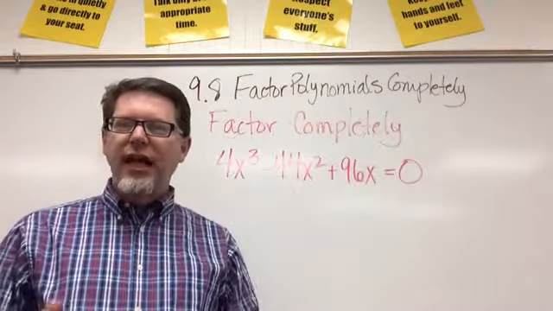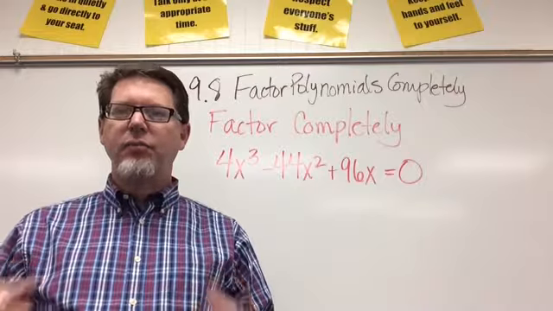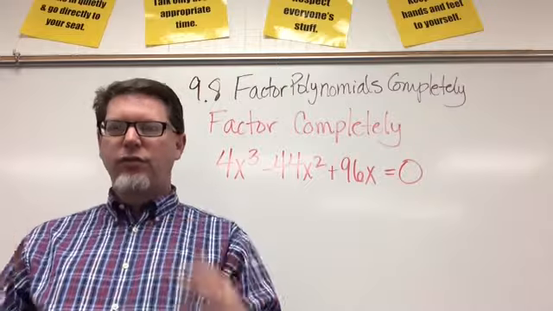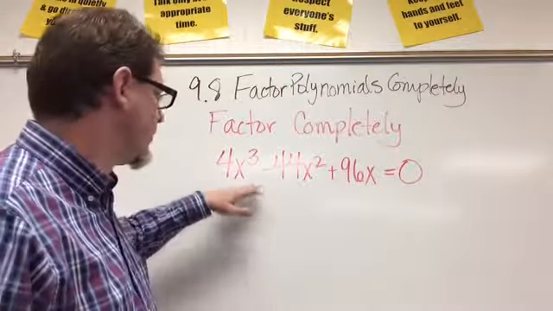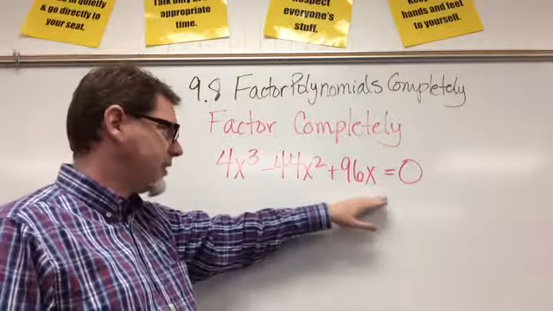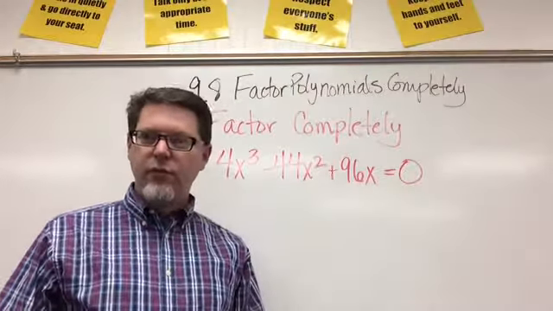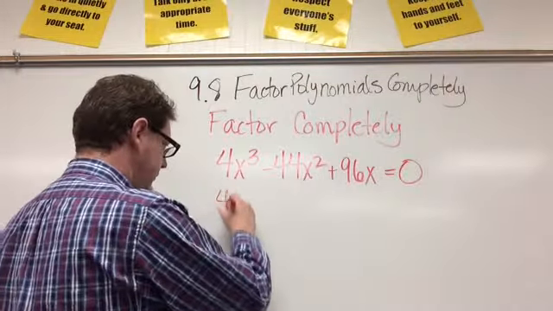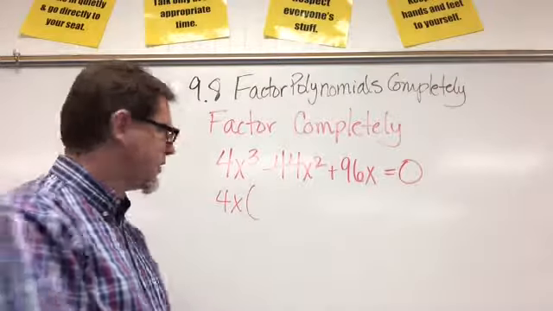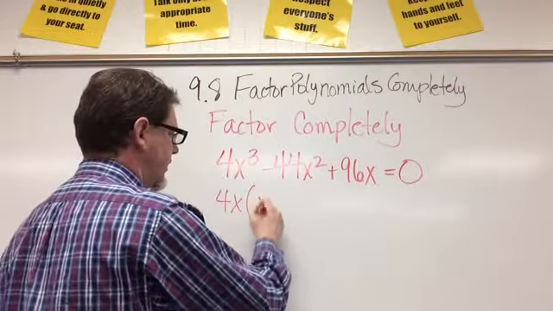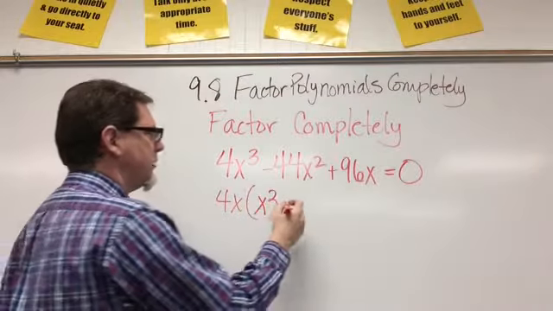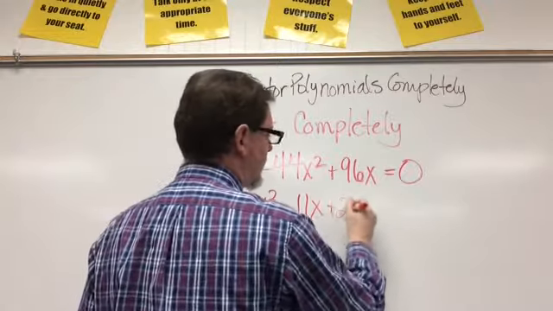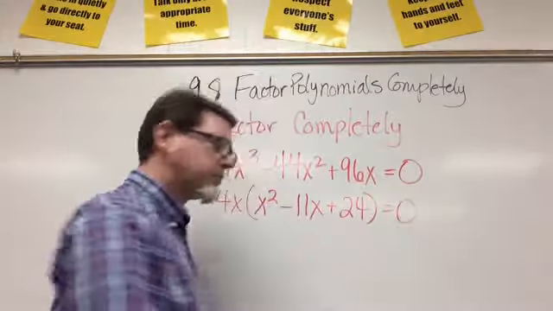The last section that we're going to look at is factoring completely. That means that you may have to do a couple of different types of factoring before you can finally get to an answer. So I'm going to look at 4x to the third minus 44x squared plus 96x equals 0. First thing we always look for is the greatest common factor, which in this case would be 4x. So I'm going to factor out 4x from each term. 4x to the third divided by 4x is x squared. Negative 44x squared divided by 4x is negative 11x. And 96x divided by 4x is positive 24. And it still equals 0.